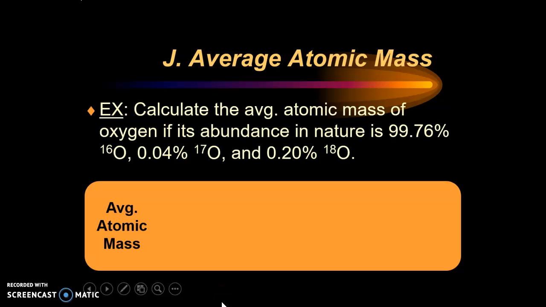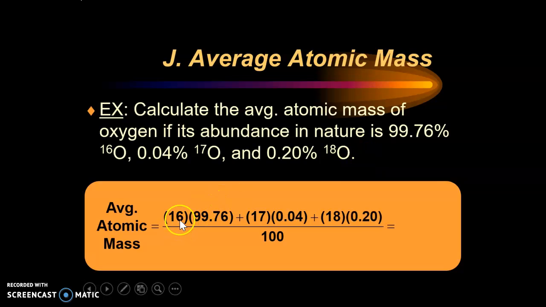Let's calculate the average atomic mass of oxygen if its abundance in nature is 99.7% oxygen-16. Remember, the 16 up at the top means that is the mass number. And then we have 0.04% of oxygen-17, and 0.2% of oxygen-18 is found in nature. So these are all isotopes of one another. Let's find the average atomic mass.